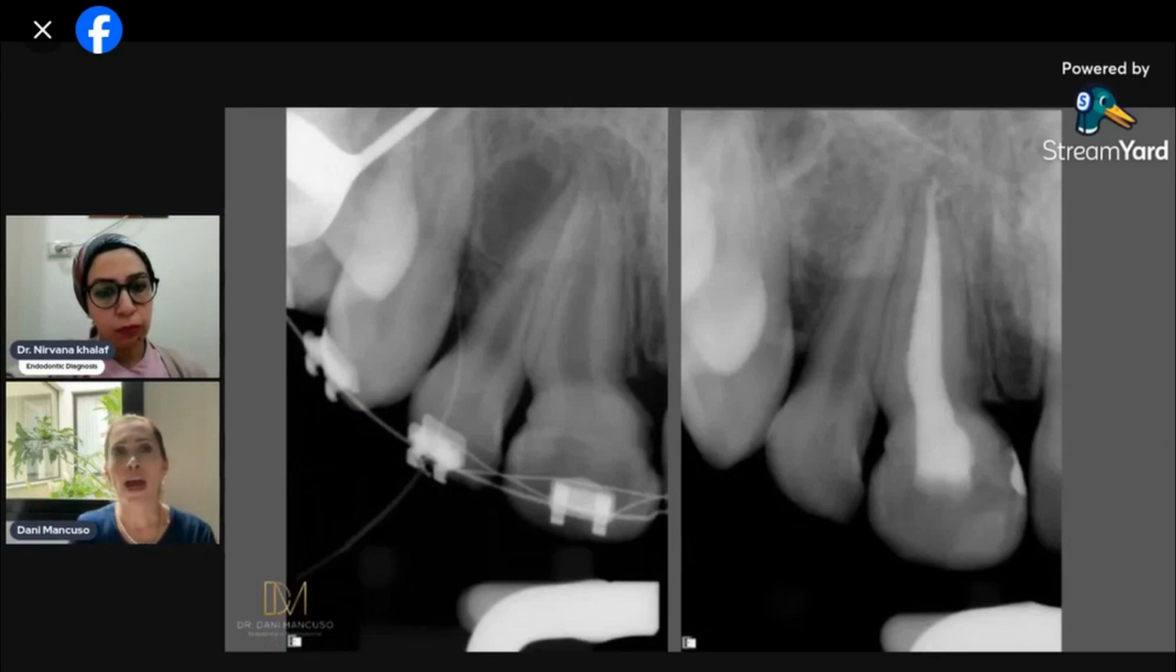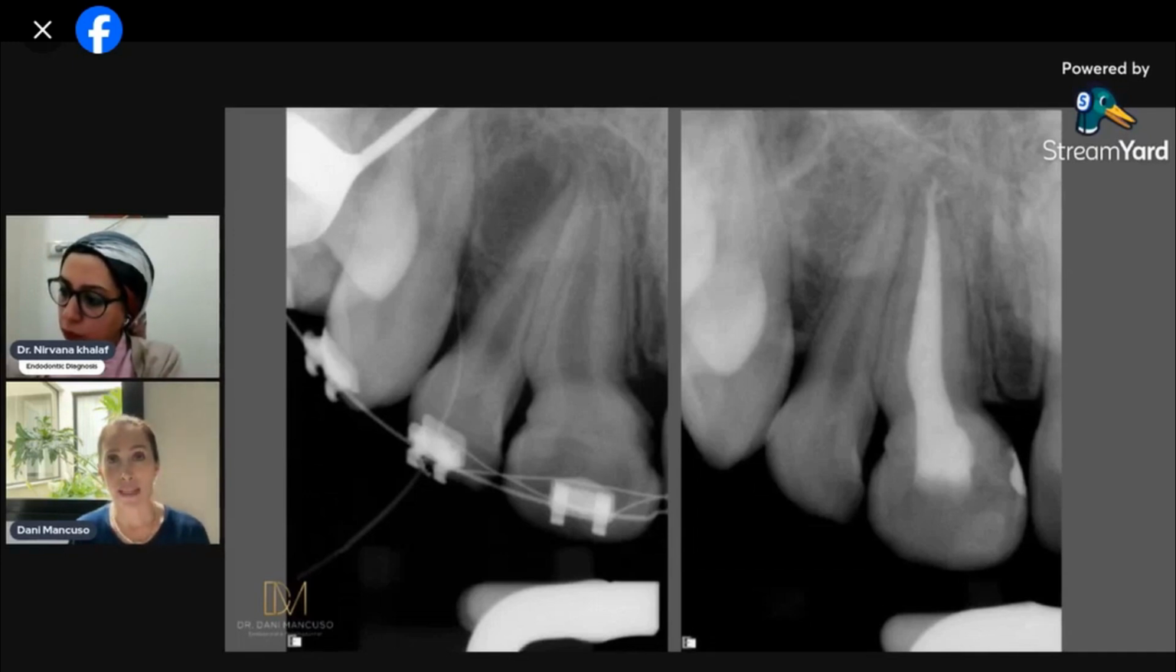What about when you have two roots so close and inside the same area? Are you going to treat both of them? Well, that's when you need to do all of your tests, and make sure you do that accurately, because it will be a shame to open a tooth that doesn't need to be treated, and that's exactly this case.